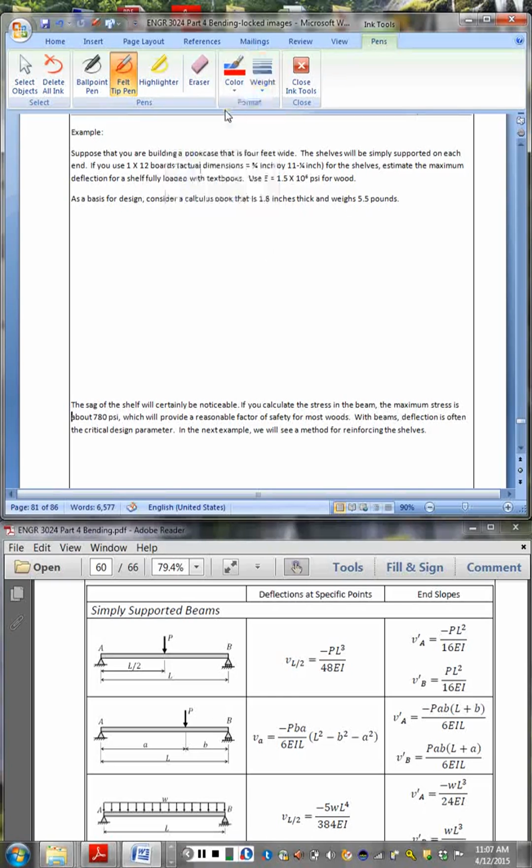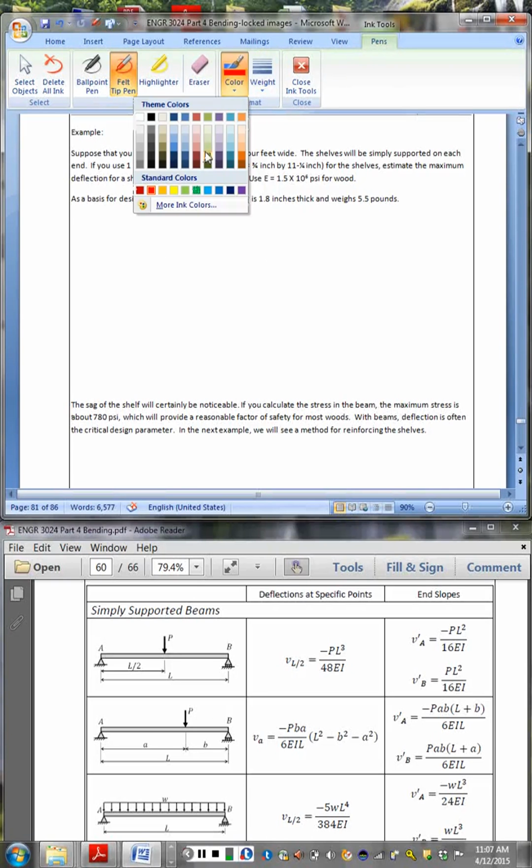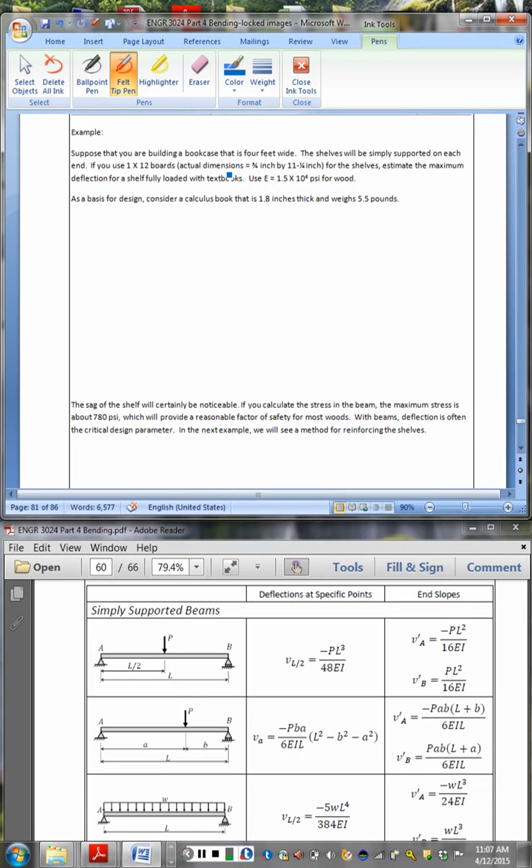On page 4-61 of the course pack, we're going to work through an example using the deflection tables that are included on page 4-60, or in the FE manual, or in the back of the textbook, deflection tables for the deflection of beams. So this example considers the case of a bookshelf.